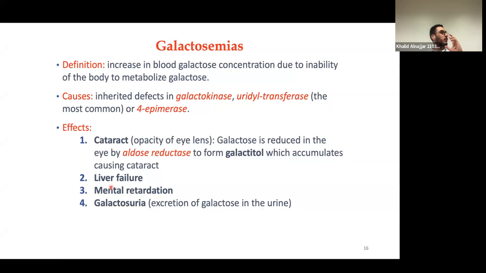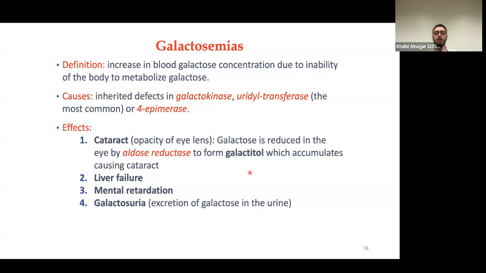Same goes for the liver. If it accumulated in the liver, it will cause liver failure. And in case of children or babies, if it accumulated in their brain while they are growing, it will cause mental retardation, and so on. Galactosuria is basically excretion of galactose in the urine.